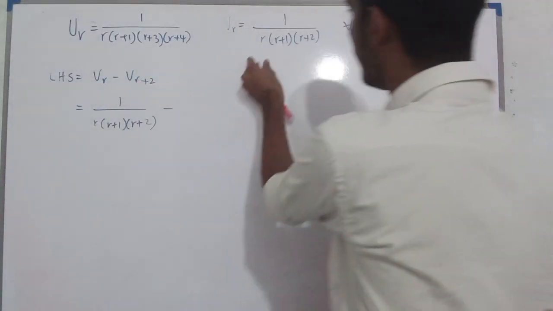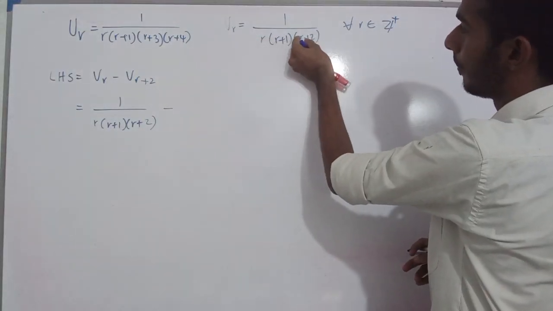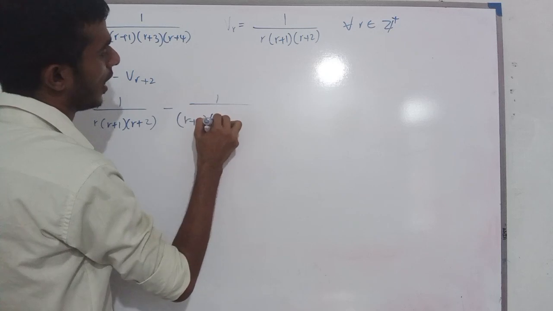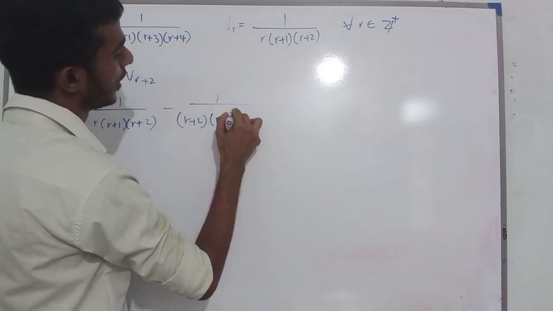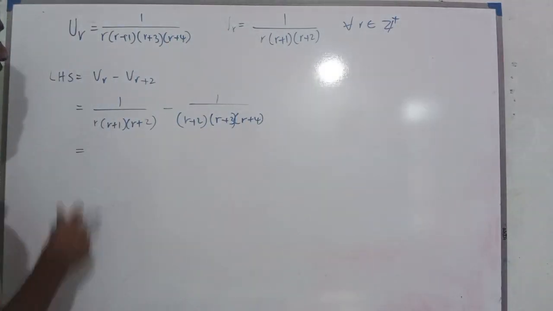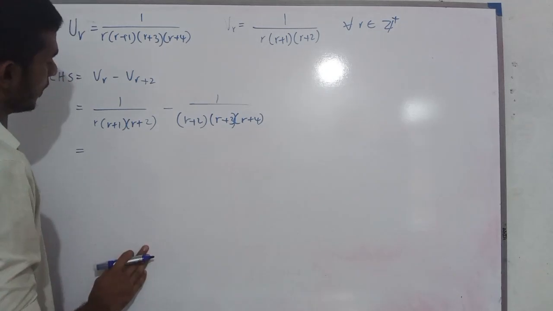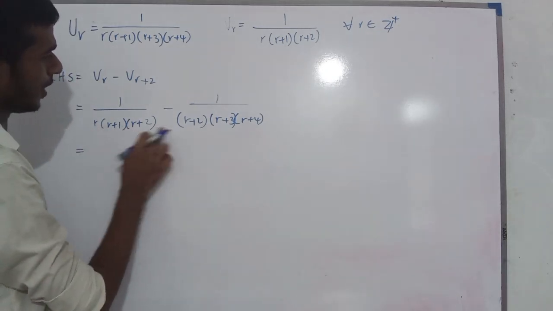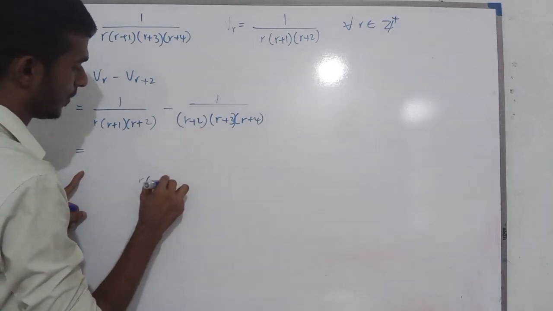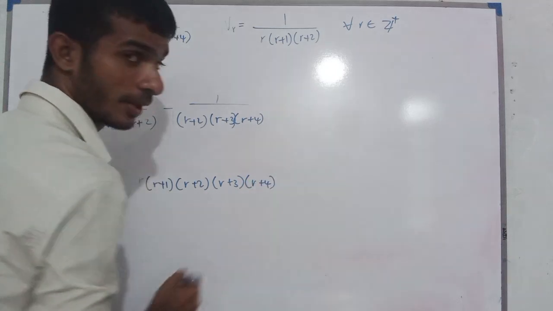Again you see, instead of R, we have R plus 2. So here R plus 2, R plus 2 plus 1, R plus 2 plus 2. 1 divided by R plus 2, R plus 2 plus 1, R plus 3, then R plus 4. Now the LCM of the denominators, right? R plus 1, R plus 2, R plus 2 is common, R plus 3, R plus 4. So R into R plus 1 into R plus 2 into R plus 3 into R plus 4. This is the LCM.